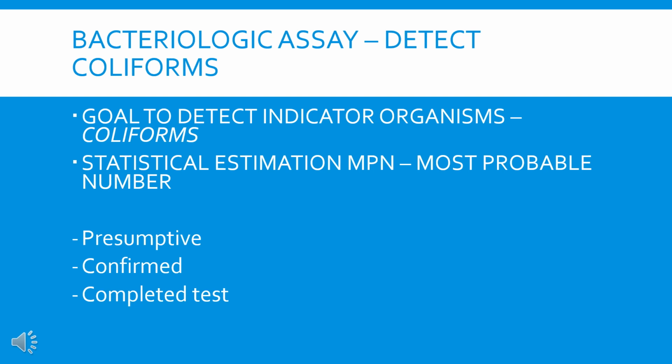What we use here is your statistical estimation, MPN, or your most probable number, to interpret your result. So what tests are we gonna do for this module? You have your presumptive test, confirmed test, and your completed test.